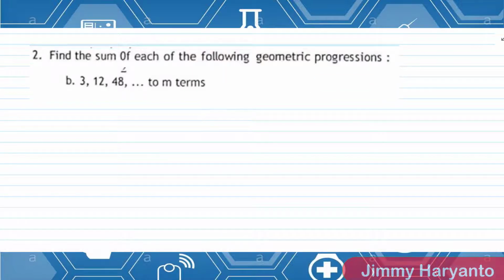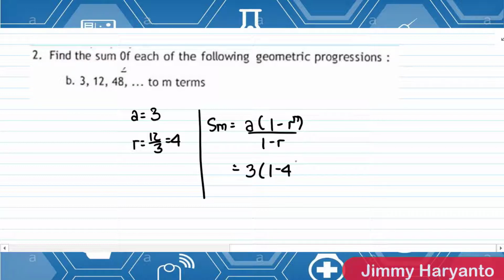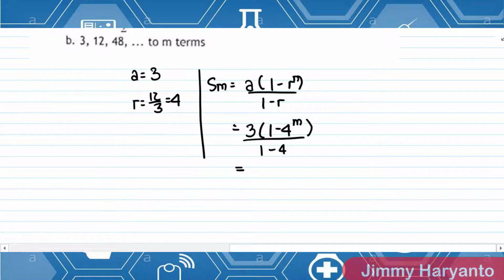Okay, next is 2b. For number 2b, a equals 3, and the ratio will be 12 divided by 3 equals 4. After that, the first m terms, so the question wants us to find Sm. Sm means n equals m, so the formula will be a times 1 minus r to the power of n over 1 minus r. So a equals 3, r equals 4, n equals m, over 1 minus 4.